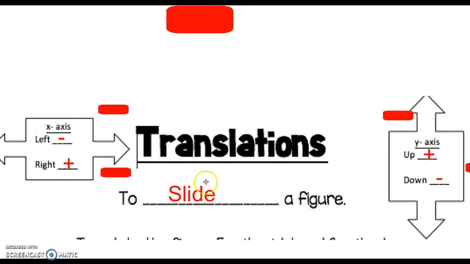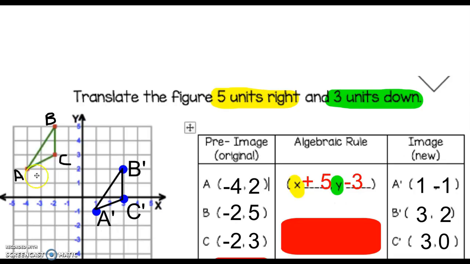So remember that translate means to slide, and all you do is slide each point in the directions given. Label the new figure with the prime marks, and make sure you write the before and after ordered pairs.